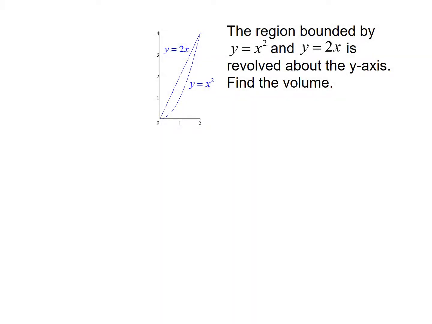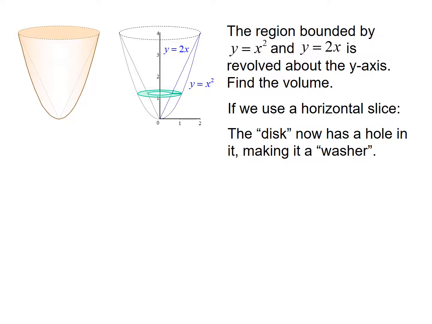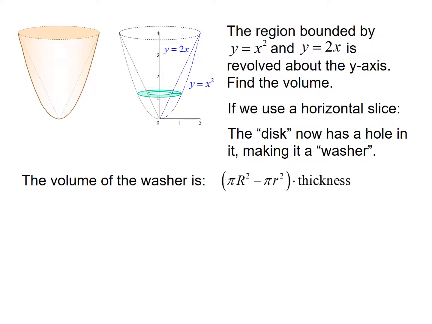All right, now let's say we have this region bounded between y equals 2x and y equals x squared, which goes around the y-axis. We want to find that volume. Well, as that thing rotates around, you'll see that the inside of this shape ends up being hollow. So if we take a horizontal slice from one curve to the next, we get this shape here that is open on the inside. We refer to this as a washer, just like the washer you would use if you were putting in a bolt. So the volume of the washer would be the volume of the outer portion minus the volume of the inner portion, pi big R squared minus pi little r squared, times the thickness. In this case, the thickness is dy.